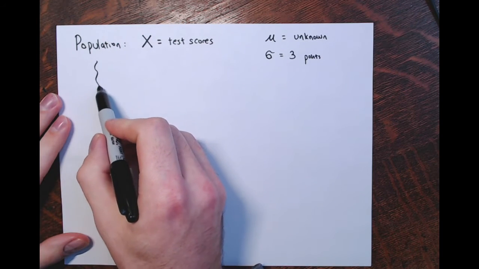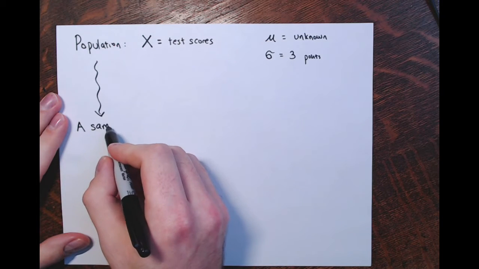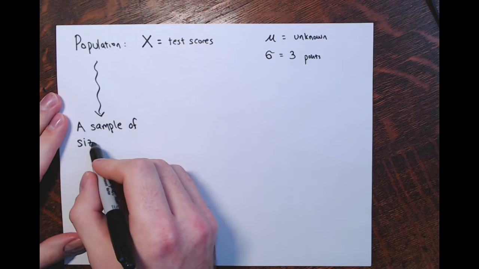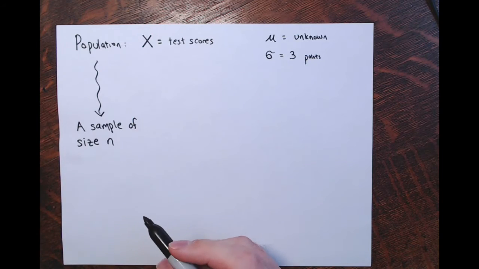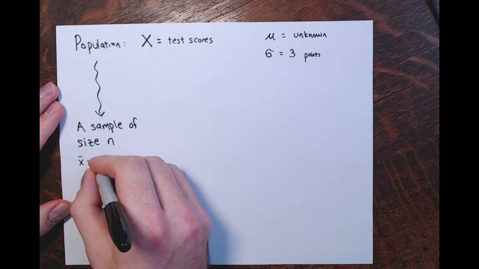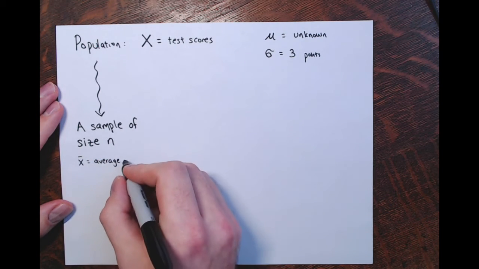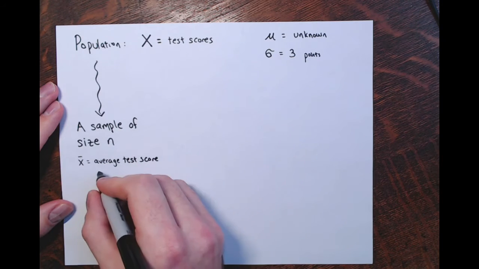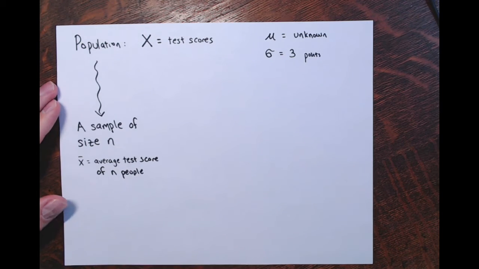So remember what happens here is now from this population a sample is taken. A sample of size n is taken, and then we take the average. x bar would be the average test score, the mean test score of these n people, of any group of n people.